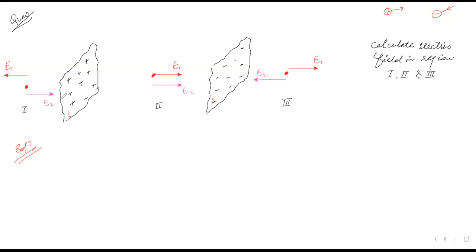And now the next point, which is important to understand: can you tell me in region 1, which one is stronger, E1 or E2? Which field is stronger? I think E1 is stronger in region 1 as compared to E2. Why? Because the positive charge sheet is closer to this point. Are you clear?